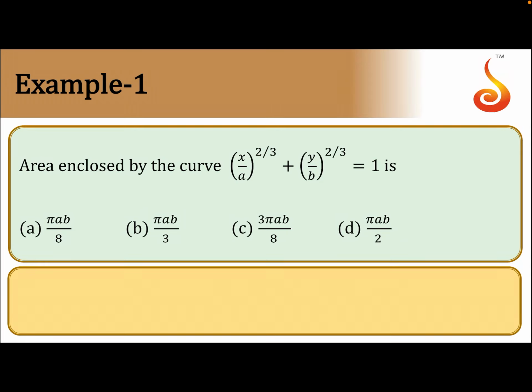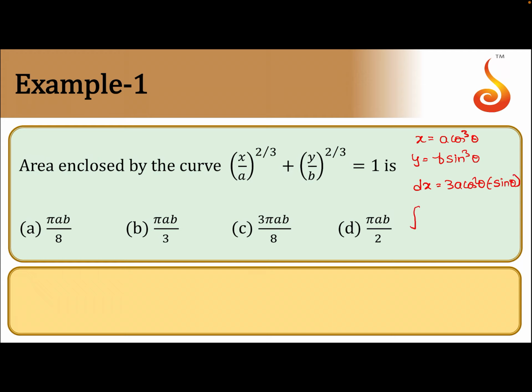x^(2/3) / a^(2/3) + y^(2/3) / b^(2/3) = 1. Parametric form is x equal to a cos cube theta, y is equal to b sin cube theta. So dx is equal to 3a cos square theta into minus sin theta.